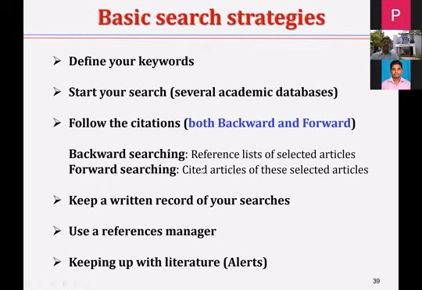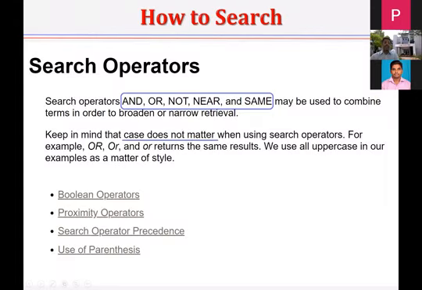So these are the ways. And one more way is getting alerts. I will tell you about alerts later on. Now there is a strategy. I put some words in capital letters; you can write them in lowercase also. AND, OR, NOT, NEAR, SAME are not simple words. They are search operators. So there is a strategy, and that strategy involves Boolean operators, proximity operators, parentheses, truncation, wildcards, and so on.